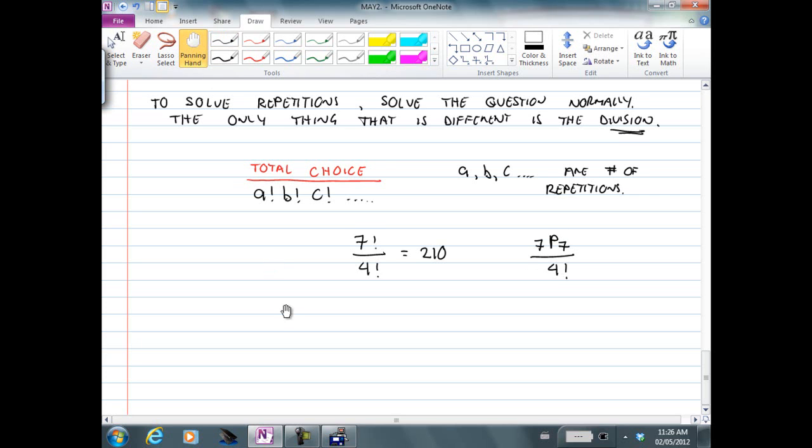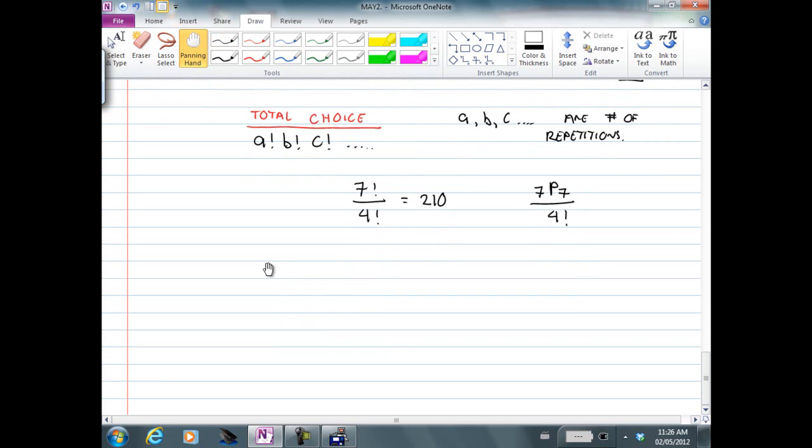Try this one. Your word is going to be MICKEY MOUSE. The number of repetitions.